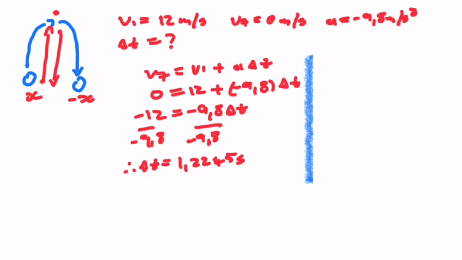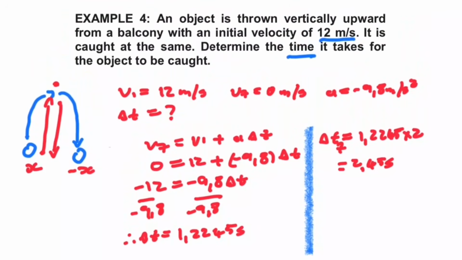What more do we need to do? Well, not much. Delta t, or the entire time for the motion, is 1.2245 multiplied by 2, which will give you 2.45 seconds. This is the entire time taken for the ball to get thrown upwards and come back down to the initial position until it is caught. So this is one technique we can use.